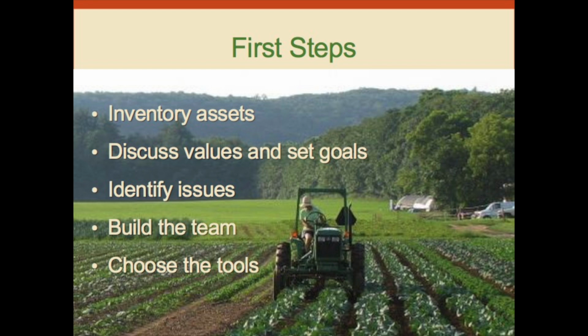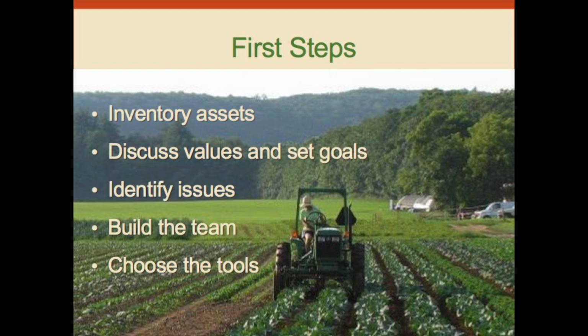So what do farmers need to do to get started? Well, there's 5 basic first steps that need to occur. First, they need to inventory their assets. Secondly, the family or those involved in the process need to discuss their values and set goals based on those values. They need to identify the issues.